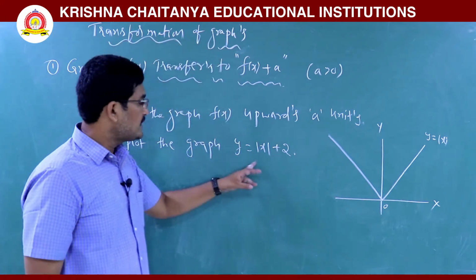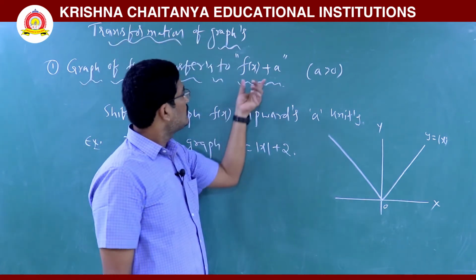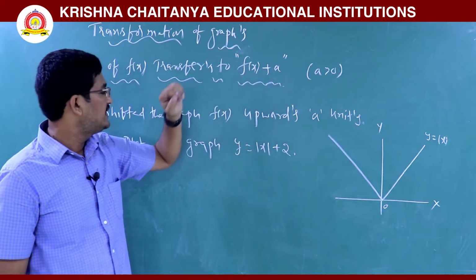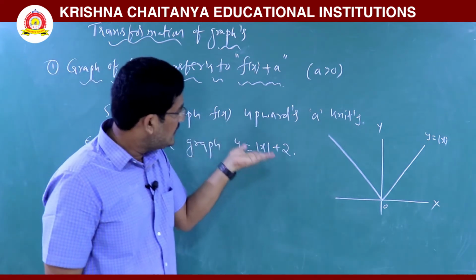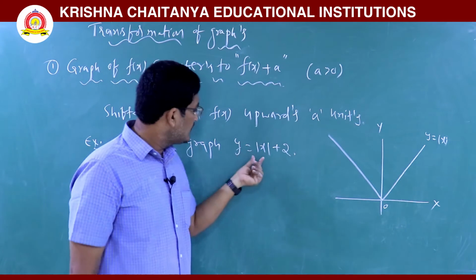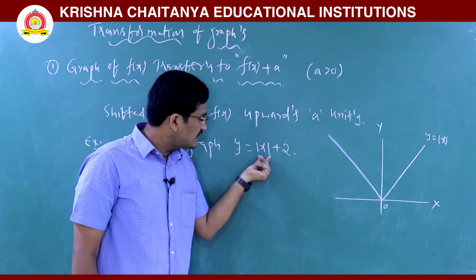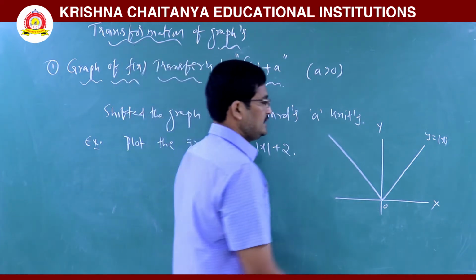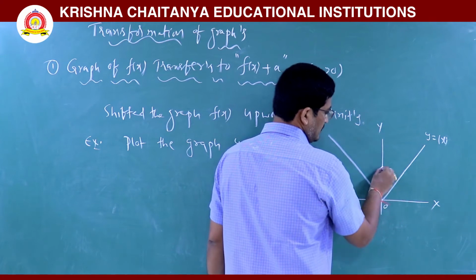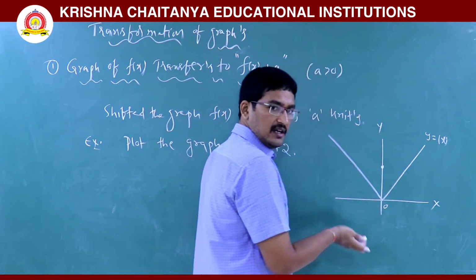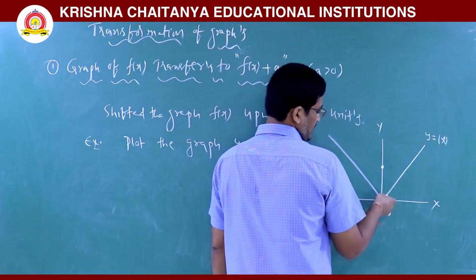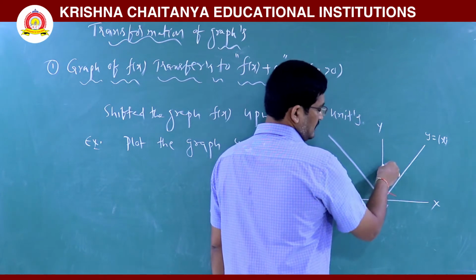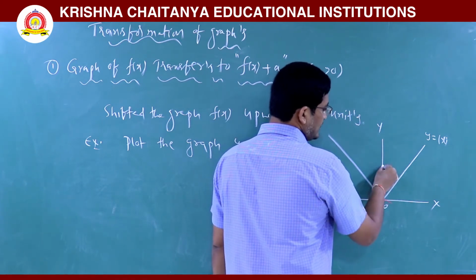Now we need mod x plus 2. Suppose you have to draw f of x plus a. To get the graph of f of x plus a, you just have to shift the graph of f of x upward a units. So to get the graph of mod x plus 2, you just have to shift the graph of mod x upwards 2 units. We have to shift this mod x upward 2 units. This is 0, 0. In the y-axis, it is a point at a 2 unit distance from the origin. Then what is the point here?